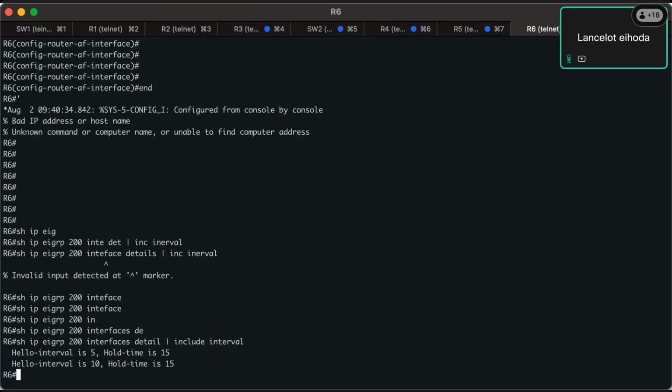So, what is question number 8? We're almost 2 hours in. Configure R4 such that in the worst case scenario, it uses 10% of the bandwidth for its EIGRP updates. This policy should apply to the existing and future interfaces.